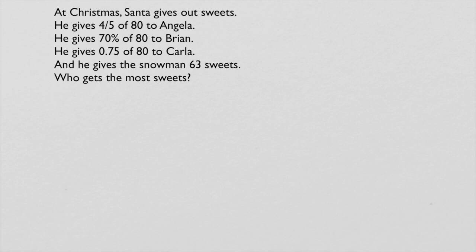So let's see how many sweets each person gets. Angela gets 4/5 of 80, so I have to work out 4/5 times 80, because of means times. And when you have a fraction like this, I like to cross cancel first, and we go from the denominator 5, and does 5 go into 80? Yes, it does. So 5s into 5 go 1, and 5s into 80 go 16. So then I can do some simple multiplication. 4 times 16 equals 64.